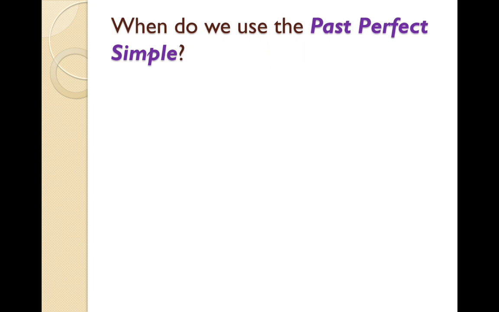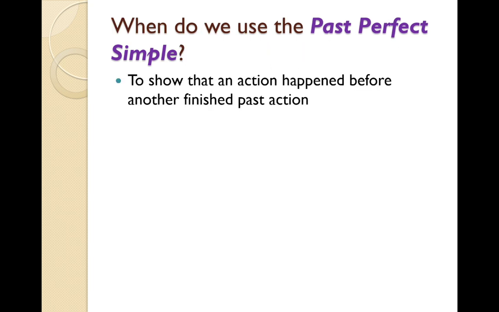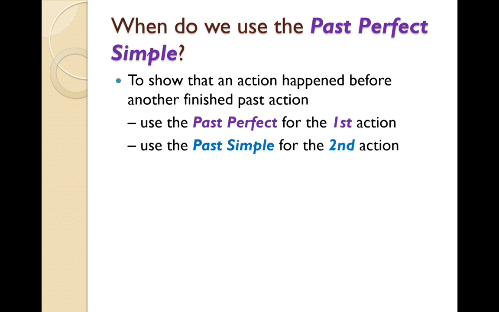When do we use the past perfect simple? We use the past perfect simple to show that an action happened before another finished past action. So with the past perfect simple, there's always more than one completed past action. And we use the past perfect for the first action and the past simple for the second action.